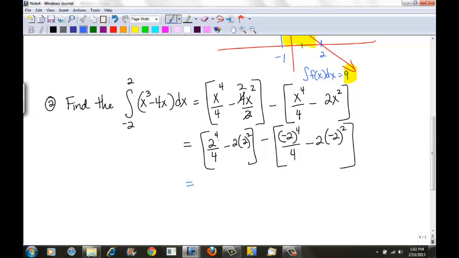This would be 2 to the 4th would be 16. Divided by 4 would be 4. 2 squared, remember you got to do the exponents first. 2 squared would be 4, times 2 would be 8. Okay, so in that first set of brackets I have 4 minus 8. Okay, remember if you do this on the calculator, you got to do it in parentheses. Okay, a negative to the 4th power would be a positive 16. 16 divided by 4 would be 4. -2 squared would be 4 times 2. Okay, and we're subtracting the same thing, so it equals 0.